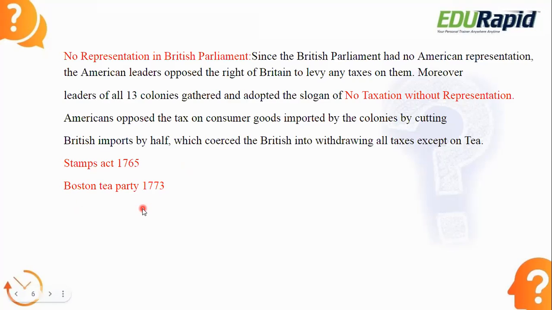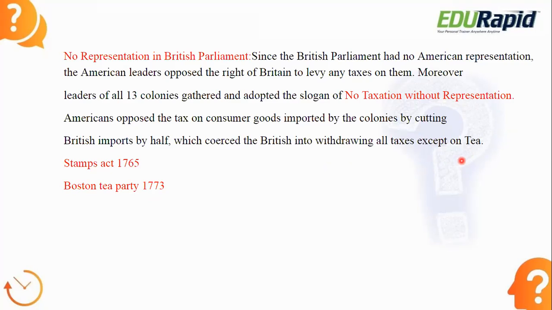It happened in 1773. It was a protest against this tea tax. I told you, right? All the taxes were withdrawn by the British government except the tea tax. I told you why they kept the tea tax. In fact, it was very low, a low price. But they kept the tea tax because of their ego. So they kept that.